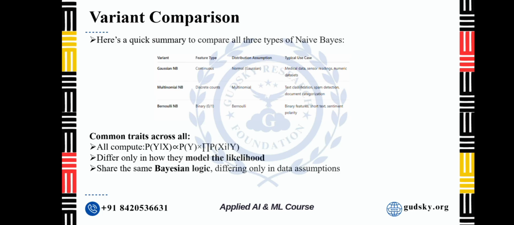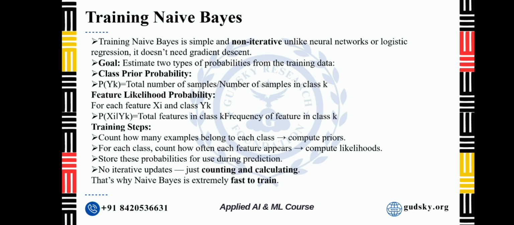Despite their differences, they all compute probabilities using the same logic. As we see in the formula here, the difference lies only in how each variant models the likelihood term, whether it's Gaussian, count based, or binary. So in summary, Gaussian means continuous numeric data, multinomial means word counts or frequency data, and Bernoulli means presence or absence features. And that's the beauty of naive Bayes: one concept, three simple variations, adaptable to almost any kind of dataset.